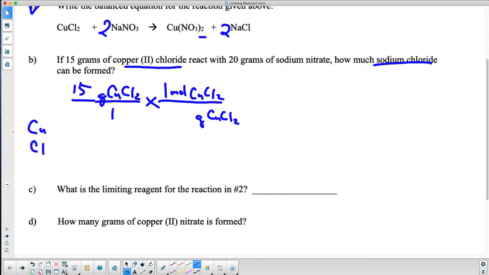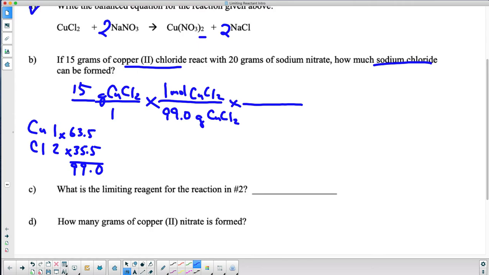So over here I do CuCl2, a 1 and a 2, times 63.5 times 35.5. Let me just check copper because I don't know if I remember that. 63.5, hey, I got it just right. So that's 99.0 grams of that.